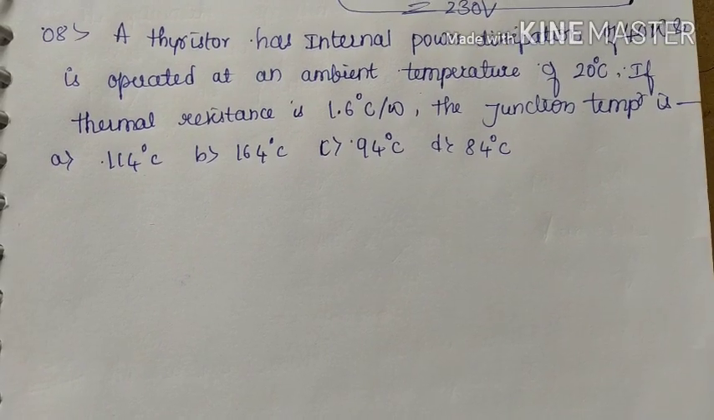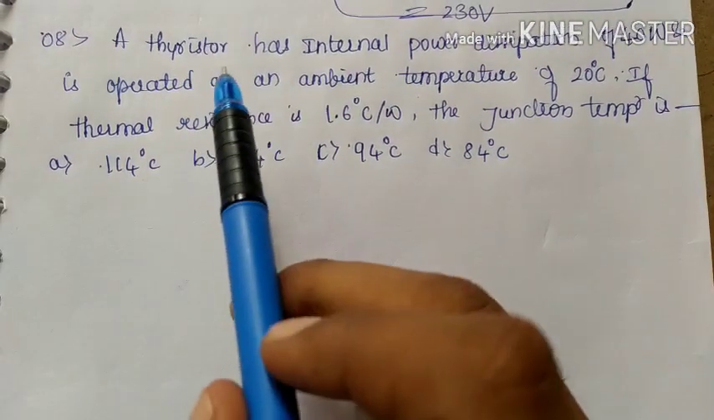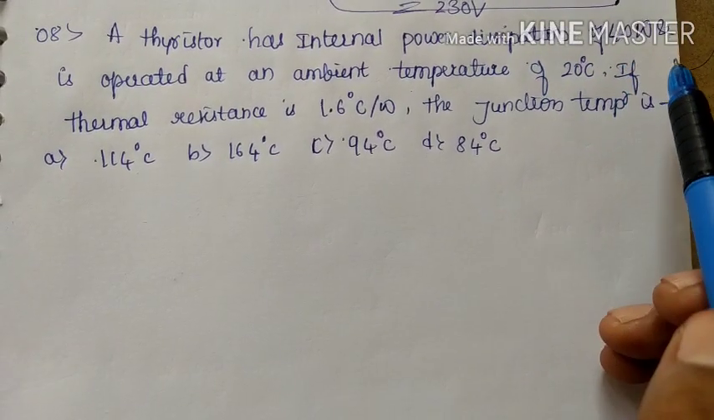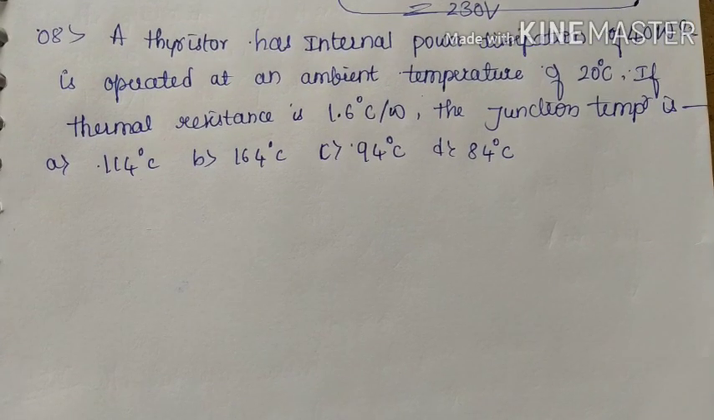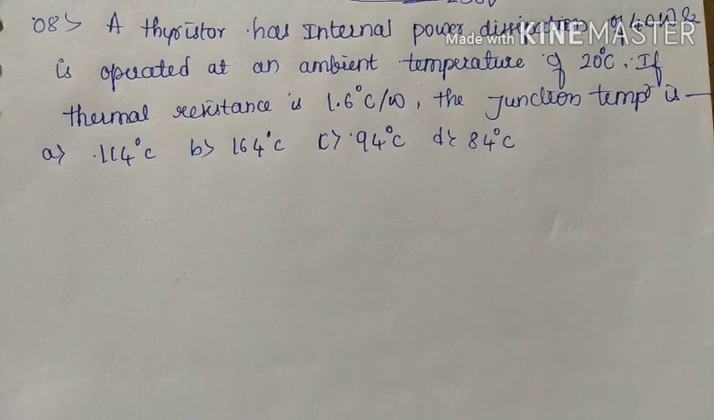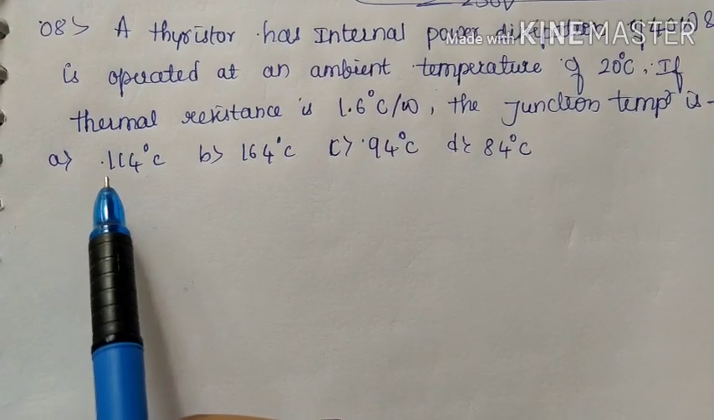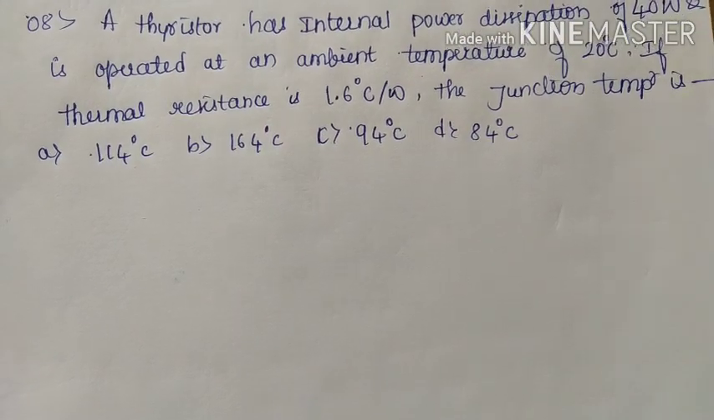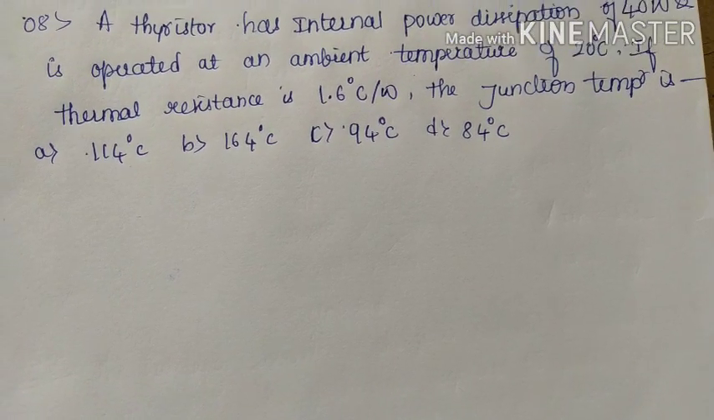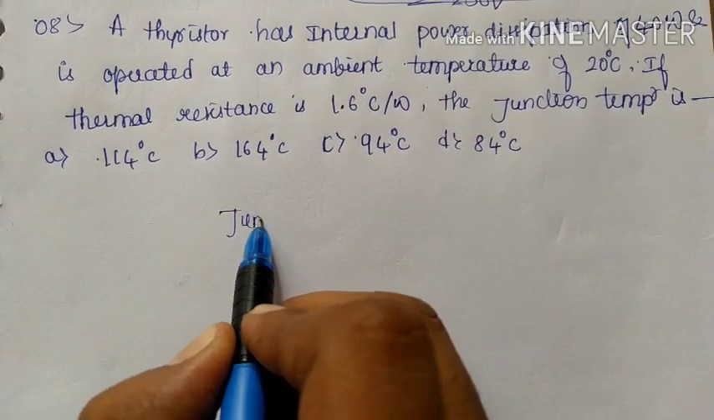Here is the next question. This question is asked in IES paper 2 in 2013. So a thyristor has internal power dissipation of 40 watts and is operated at an ambient temperature of 20 centigrade. If the thermal resistance is 1.6 centigrade per watt, the junction temperature is dash. They are asking. So option A is 114 degrees centigrade, option B is 164 degrees centigrade, option C 94 centigrade, option D 84 centigrade.